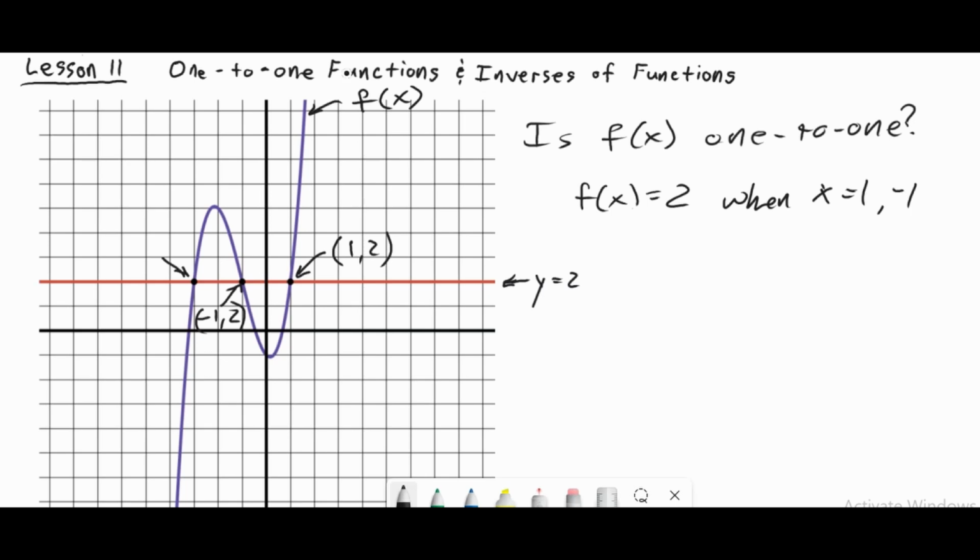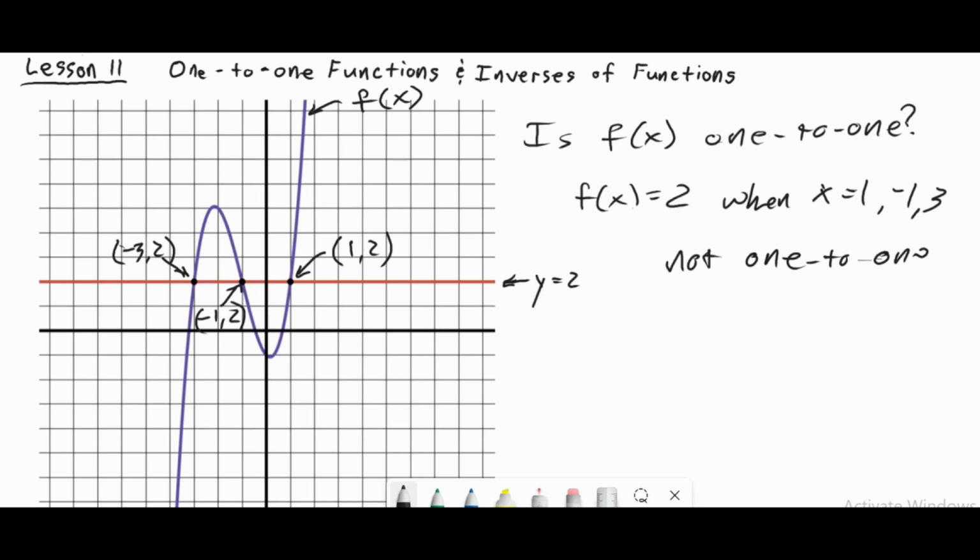And then this point right here is the point (-3, 2). So there are actually 3 x values that result in having an output value of 2. And so f of x is definitely not one-to-one. Okay? And so what we did here is we used what's called the horizontal line test.